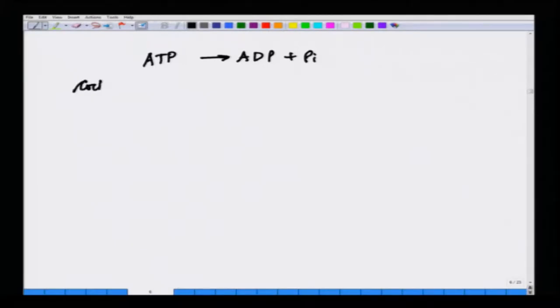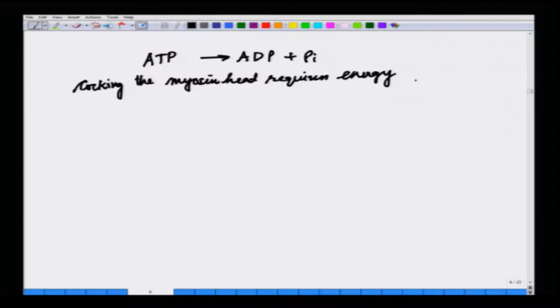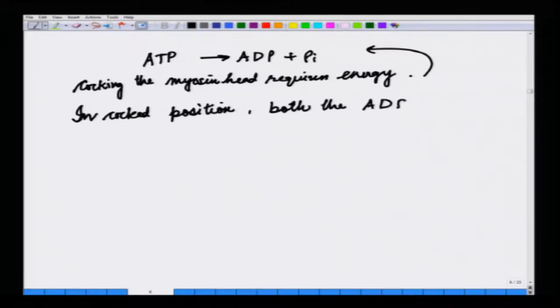Okay. So, coming back to where I was talking about cocking the myosin heads, it requires energy. Okay. And this energy is obtained, as I have already mentioned, from the ATP. Okay. In the cocked position, both the ADP and the phosphate, which is shown here, are still bound to the myosin.